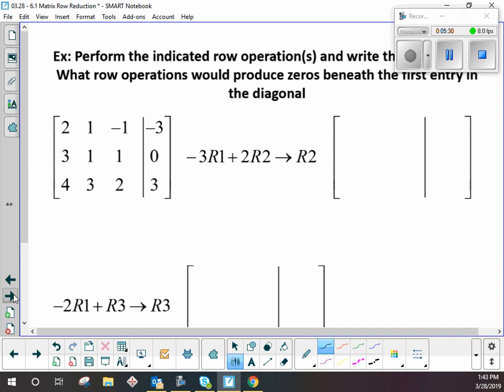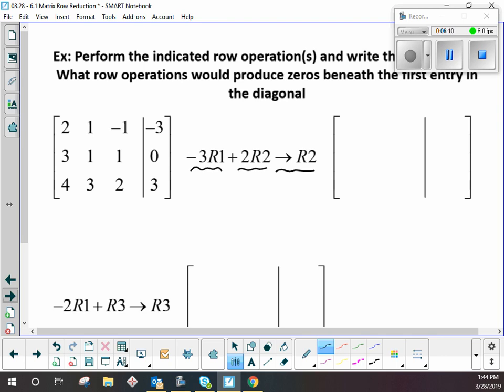Okay, so we have this new matrix. Again, remember this, always keep in the back of your head, this represents equations. 2x plus 1y minus 1z equals negative 3, for example. The first part of the instruction says, perform the indicated row operations and write your new matrix. So this one's a little more involved than the last one. What is this piece telling me I'm going to do? Multiply what? Row 1. What is this piece telling me? Row 2 by 2. What is this telling me? Equals the new row 2.